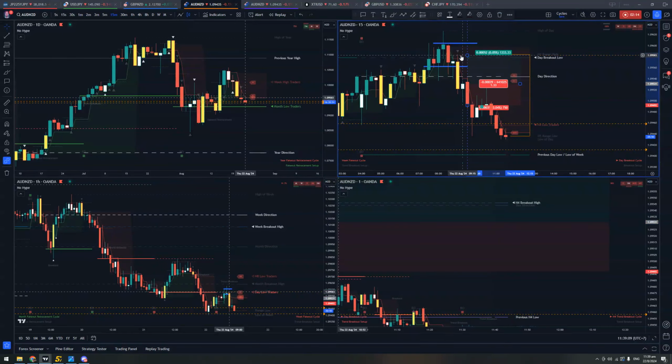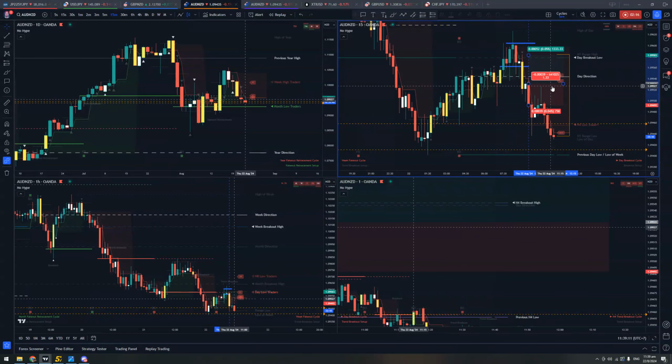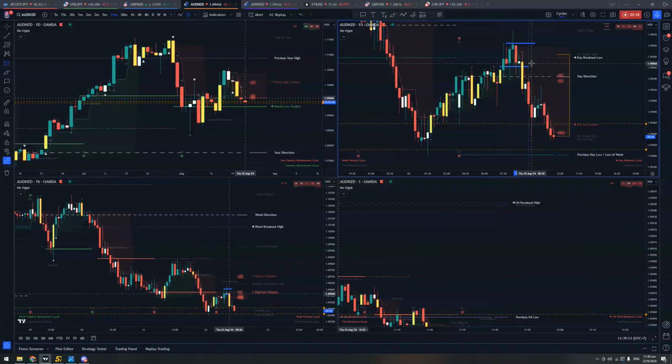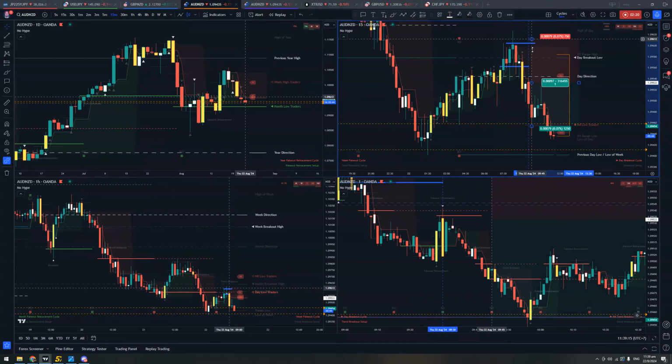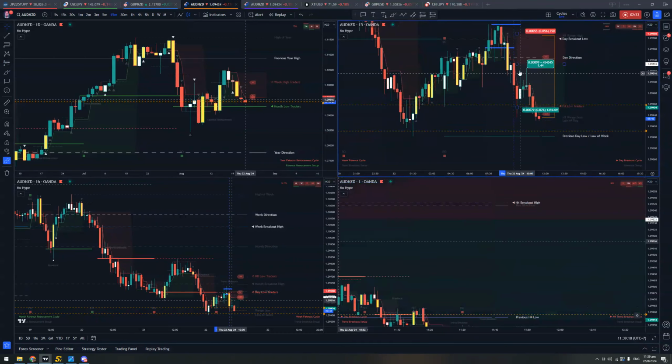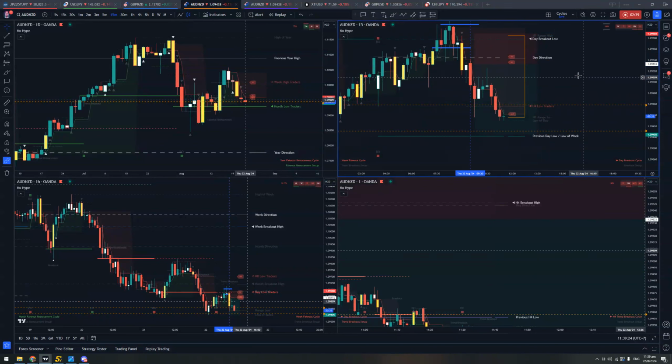this candle. Oh, sorry, wrong way. Like this. Entered on that fake out. Stop loss at the high and targeting previous day low. So it was about 2R.